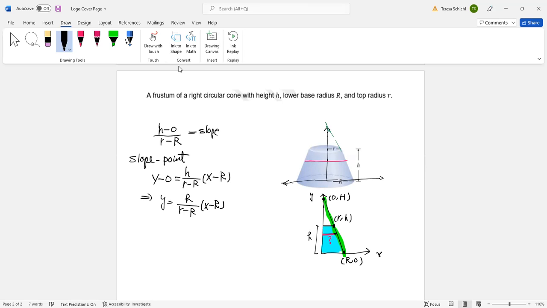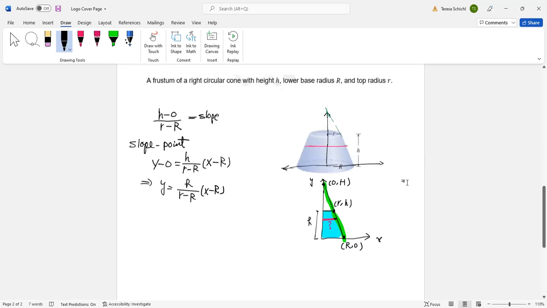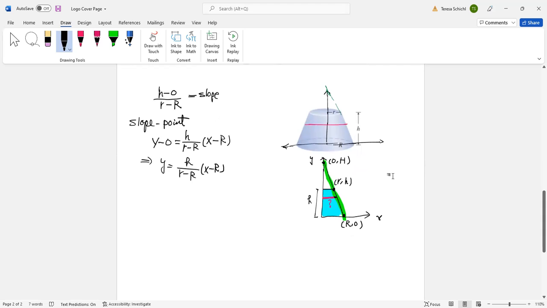Since I'm taking a cross section perpendicular to the y-axis, what I need to find is really the x. This radius is really the length along the x-axis. So now I'm going to find the x here.